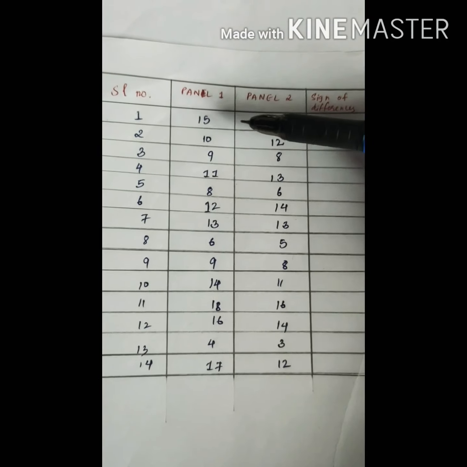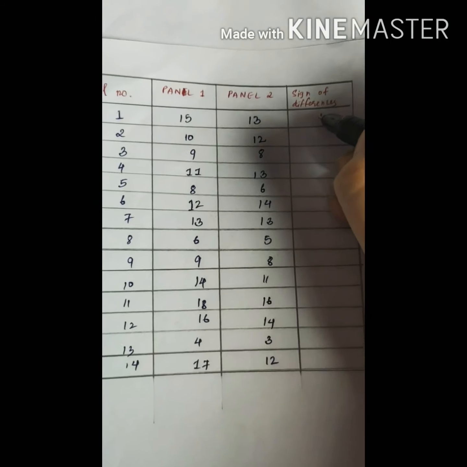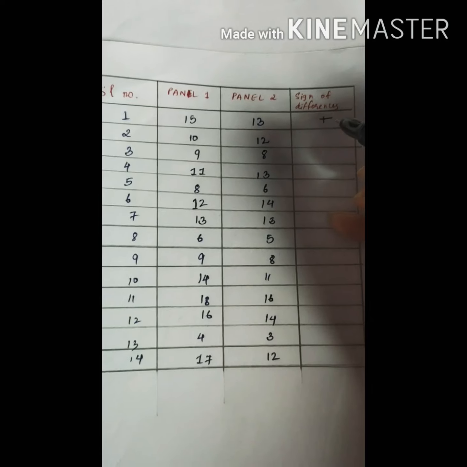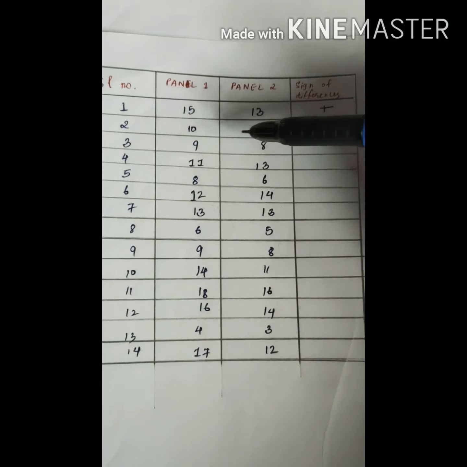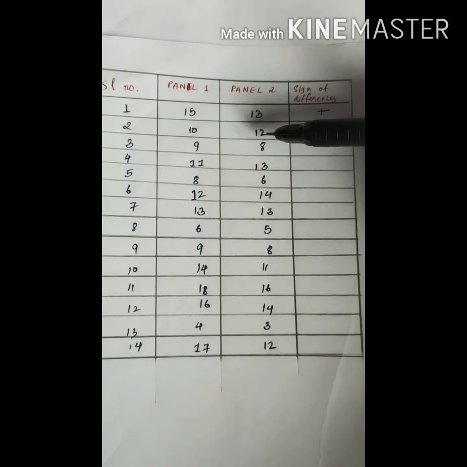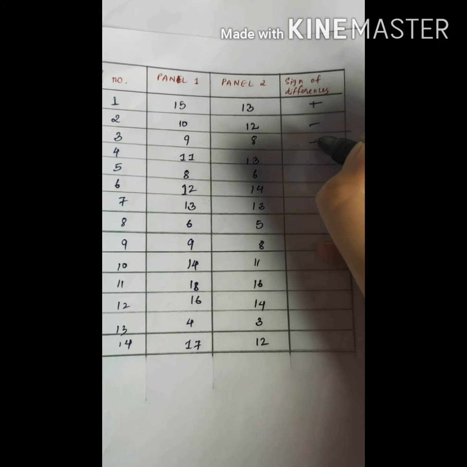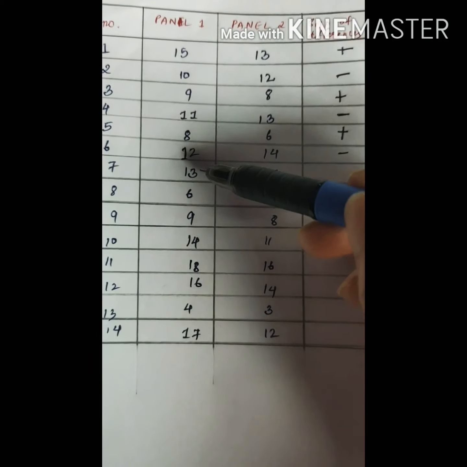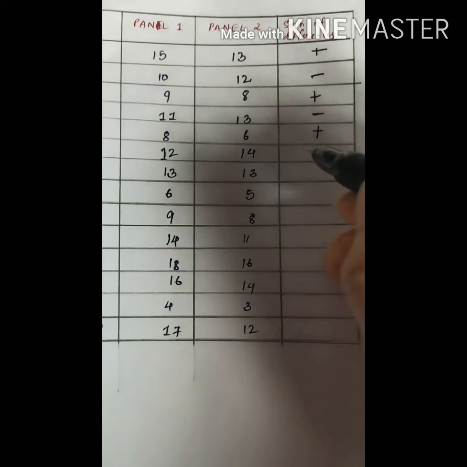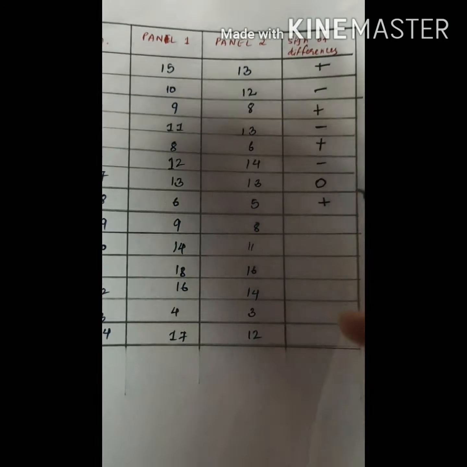For the first pair of samples, the sign of difference will be positive because 15 minus 13 is 2, which is a positive number. Now for the second, the difference between 10 minus 12 is minus 2. Thus, the sign will be minus. Similarly here, the sign will be plus, and these are the signs of differences. Now for the seventh pair of samples, 13 minus 13 is 0, so I'll be writing it as 0. Here, it's a positive sign. So these are the signs of differences.